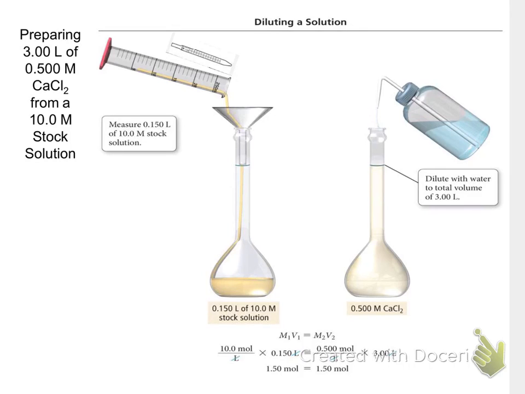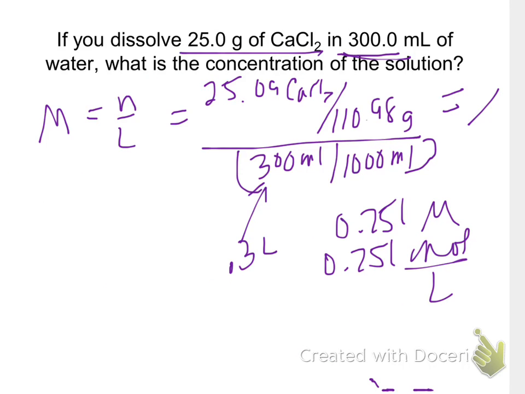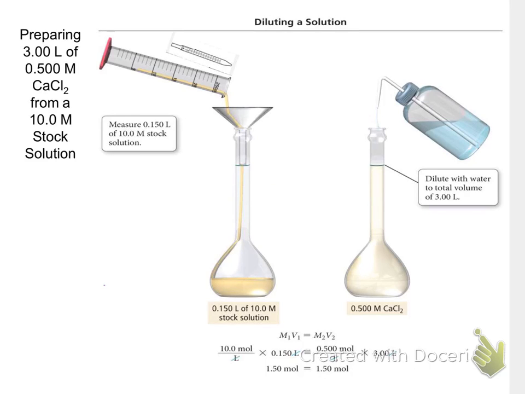Here is a schematic that shows how I would go about making a dilution. I want to prepare 3.0 liters, so I'm going to use a 3.0 liter volumetric flask. I can't use a 2 liter or a 5 liter flask because there's only one line on the flask. We use volumetric flasks for making a specific quantity, so I use the size for the quantity I want to make. And I want it to be 0.5 molar calcium chloride.